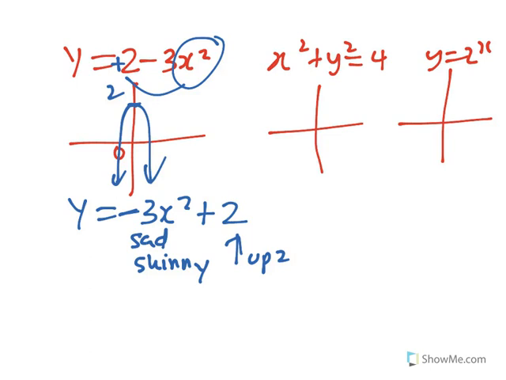This one here is a circle. What do you square to get 4? 2. So it's a circle through 2, minus 2, centre 0. This one's an exponential. It's a positive one, so it goes through 1.